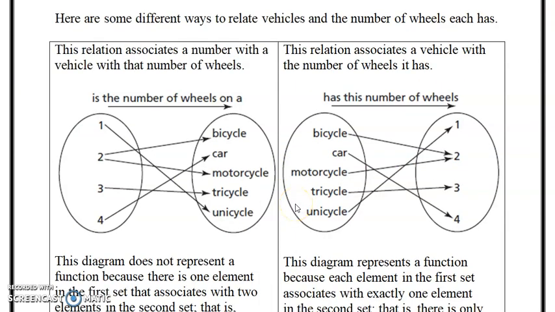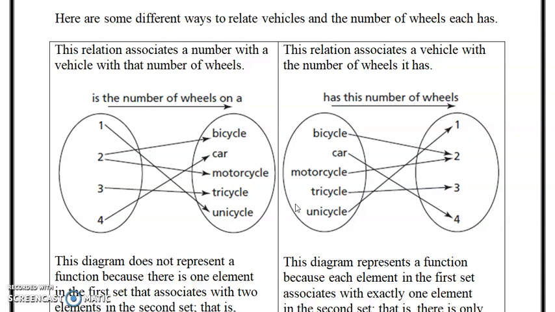Here are some different ways to relate vehicles and the number of wheels each has. So this relation associates a number with a vehicle with that number of wheels. So 1 is the number of wheels on a unicycle. 2 is the number of wheels on a bicycle and a motorcycle. 3 is the number of wheels on a tricycle, and 4 is the number of wheels on a car.